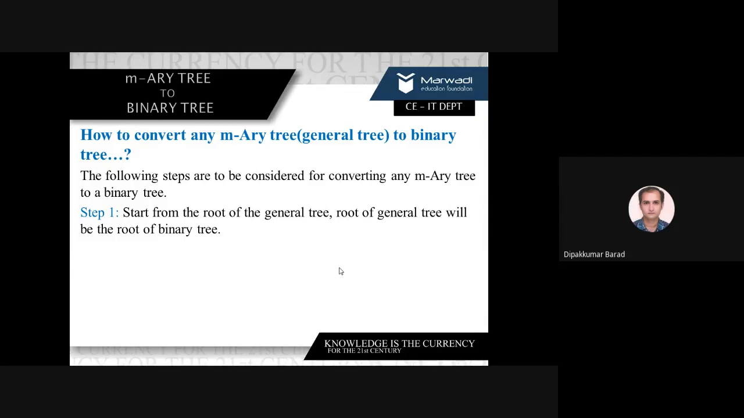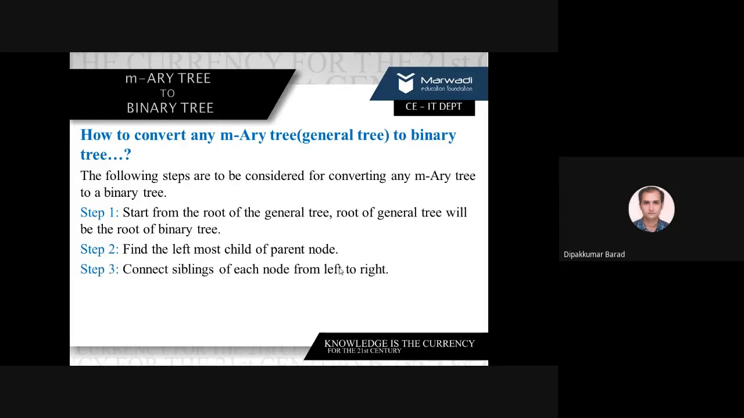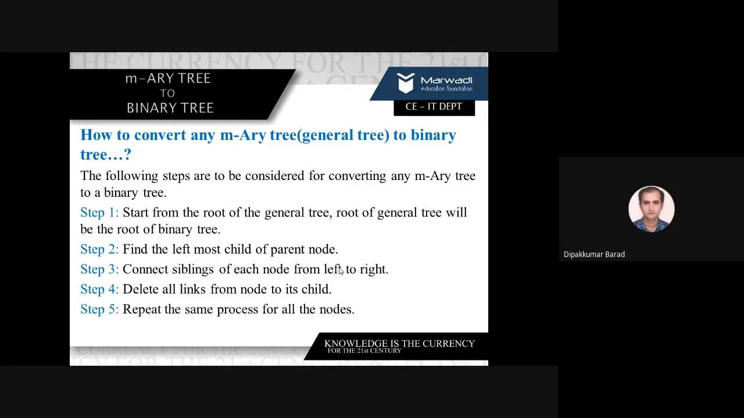First, start from the root of the general tree. The root of a general tree will be the root of a binary tree. Find the leftmost child of a parent node, and connect the siblings of each node from left to right. Delete all links from the node to its children, and repeat the same process for all the nodes.